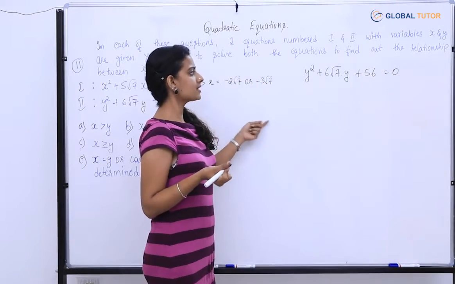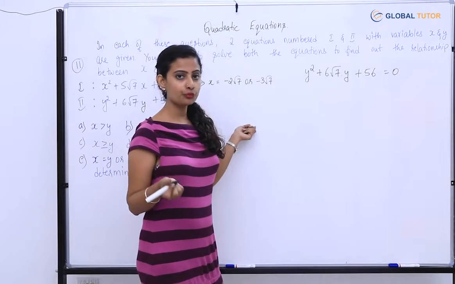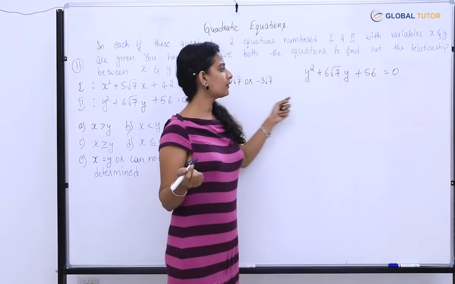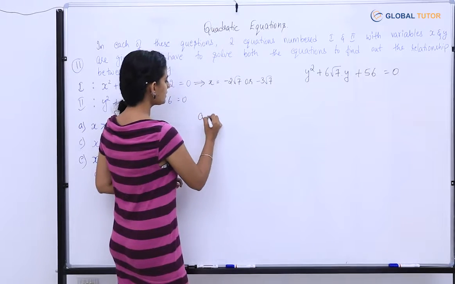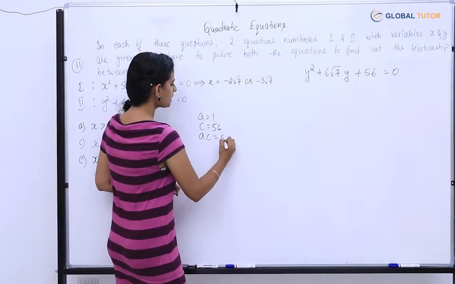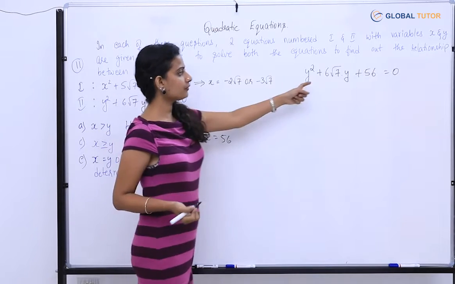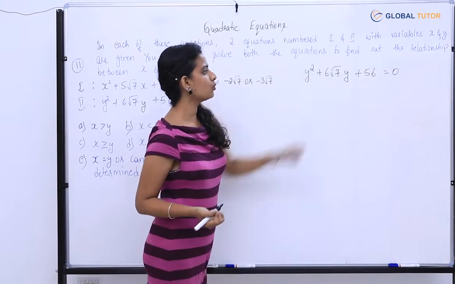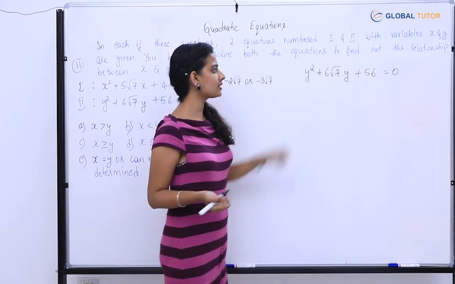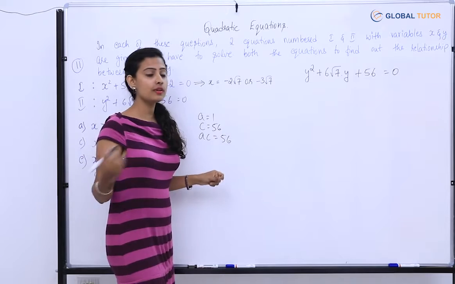We are going to use the same method to find out the value of y. A and C is what? We have to multiply. So A is 1, C is 56, so AC is 56. Here if you see, we have 6 root 7. There is a root 7, which means 7 is there. So 56 I have to write in the form of 7.